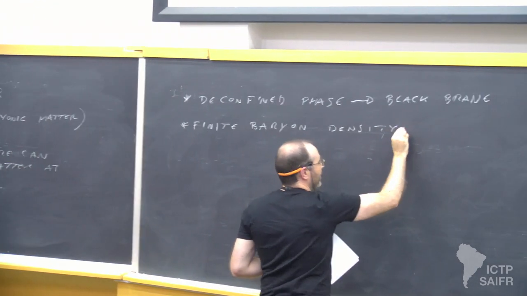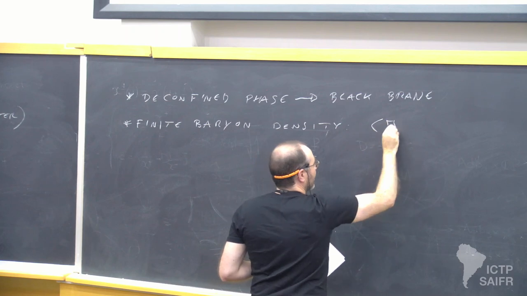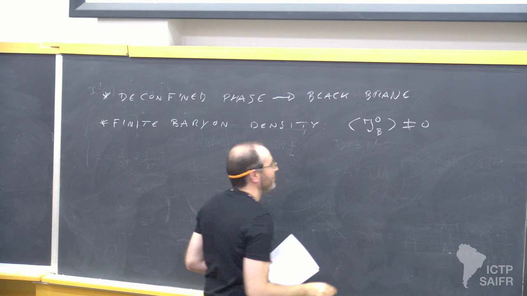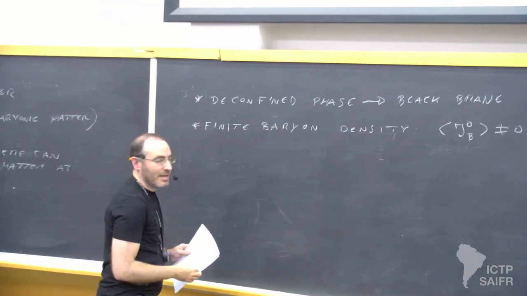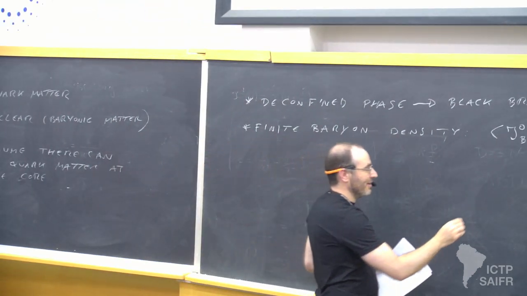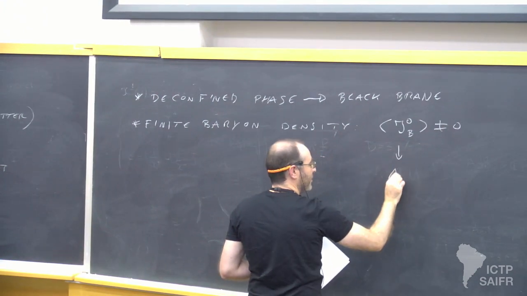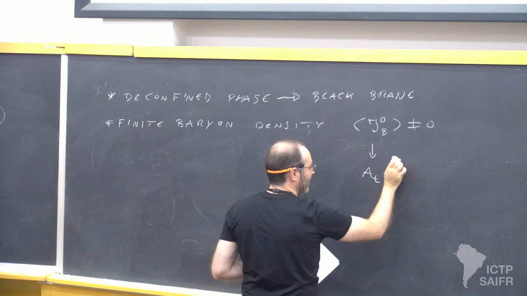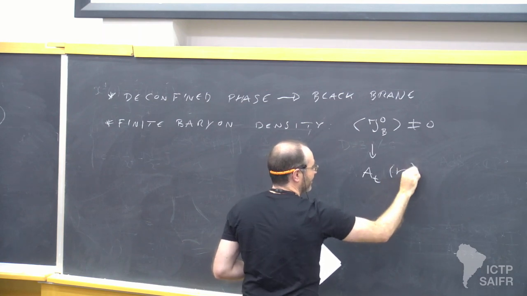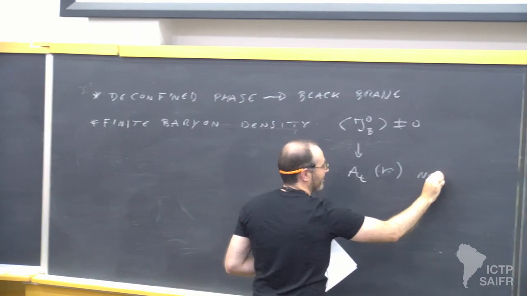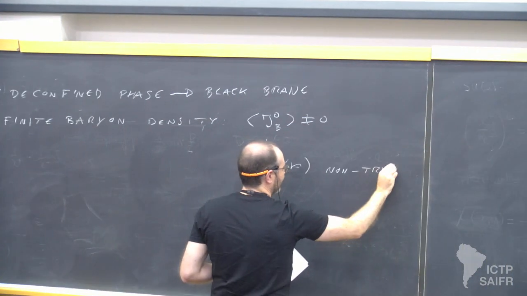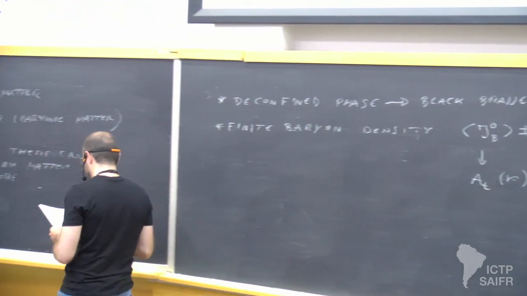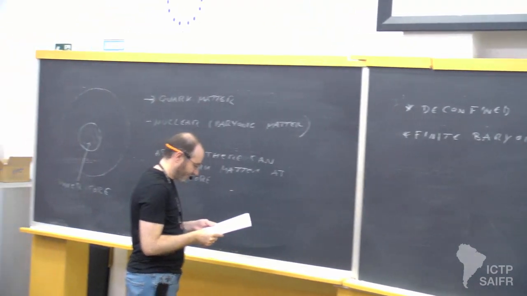this means that we need the time component of the baryon current to be different from zero. Then, applying the holographic dictionary, this means that the time component of the dual gauge field should have a non-trivial profile. So this will be what we need to introduce in this setup.